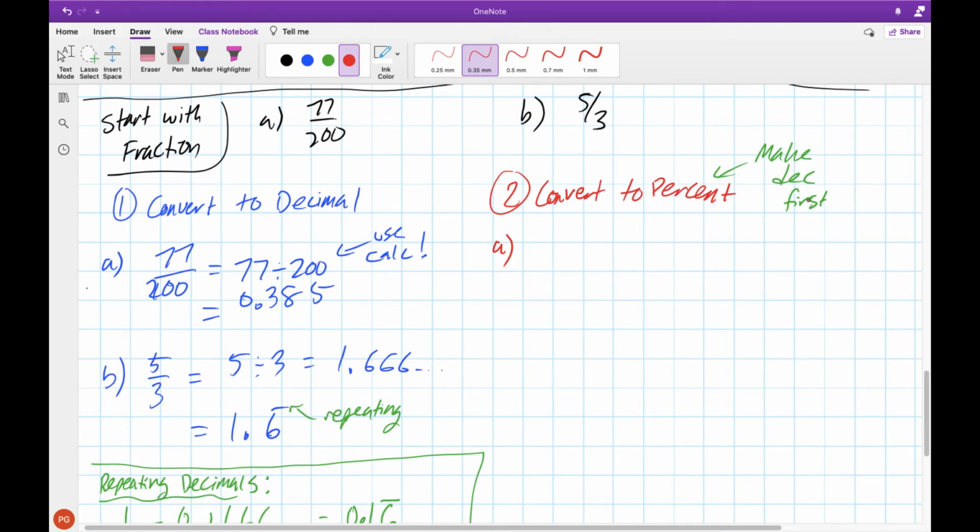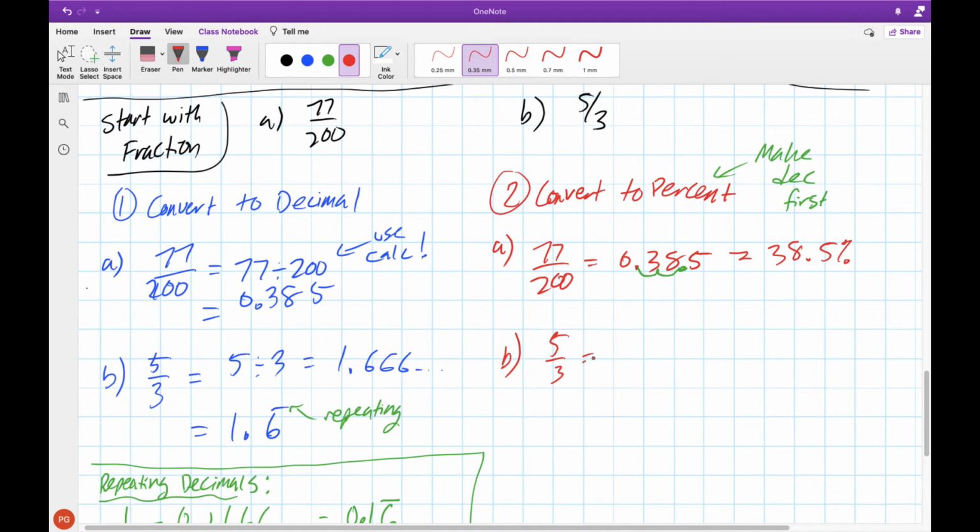Converting from a fraction to a decimal is super easy. You just plug it into your calculator. And converting from a decimal to a percentage is super easy. All you do is move the percentage point. Our percentage should be bigger than our decimal, so that means we need to move it to the right. And so we would get 38.5%.